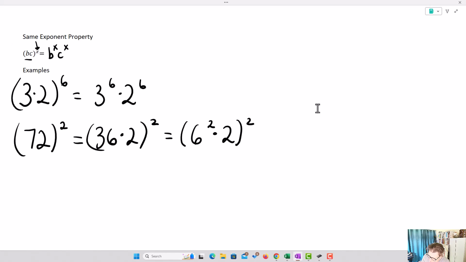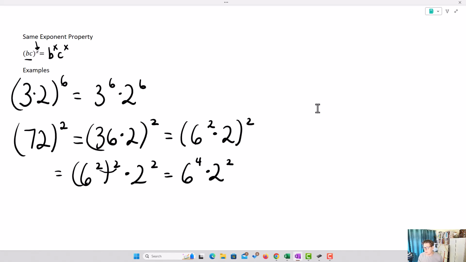And then we'll use our same exponent property to give me 6 squared, squared, times 2 squared, which equals 6 to the, well, notice that's our multiplication property, or power to a power. So 6 to the 4th times 2 squared. So sometimes we do some creative or crafty things.